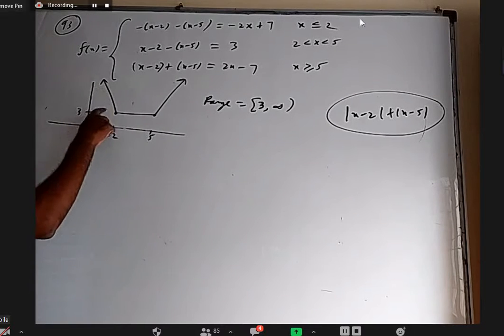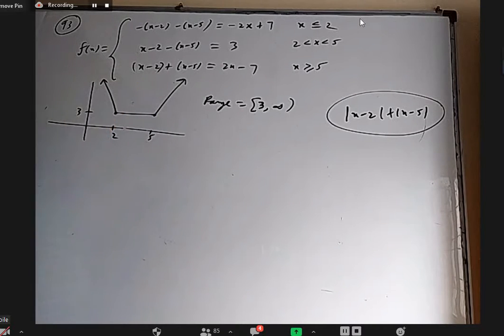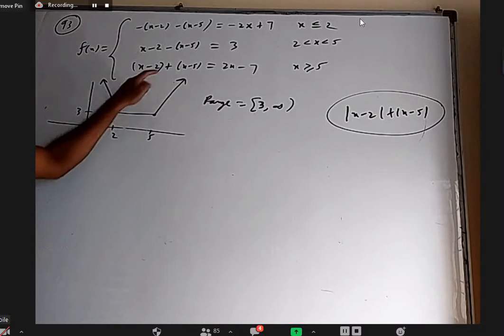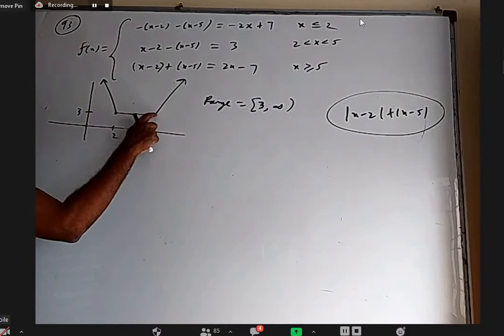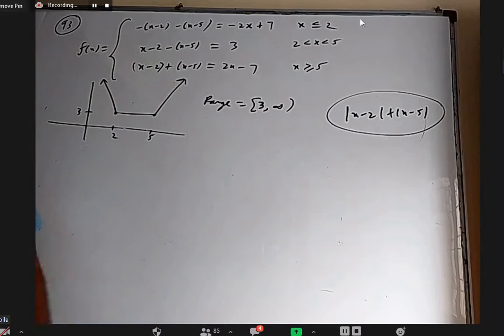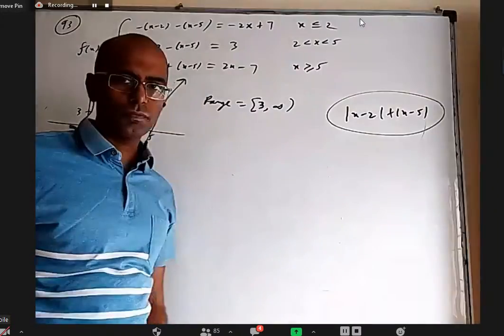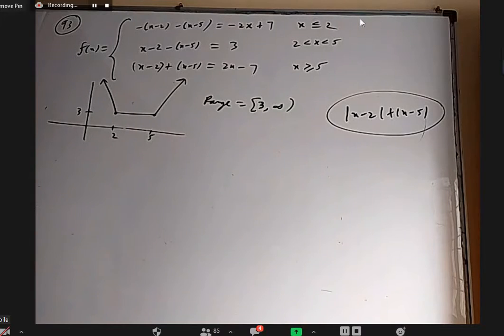So finally, this is somewhat like a tub shape, and of course it goes on forever. If you look at all the y coordinates here, the minimum y coordinate is 3, and every other y coordinate is more than 3. So the range is 3 to infinity. This is method 1.